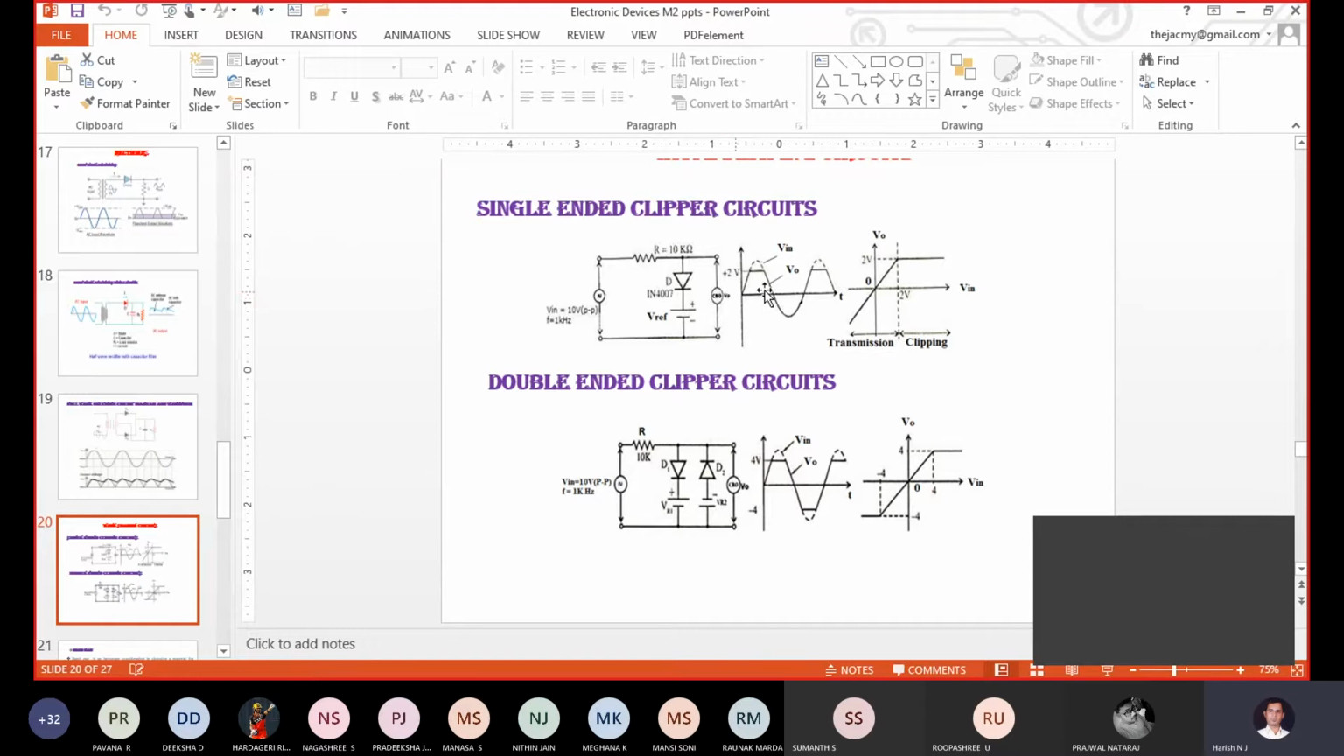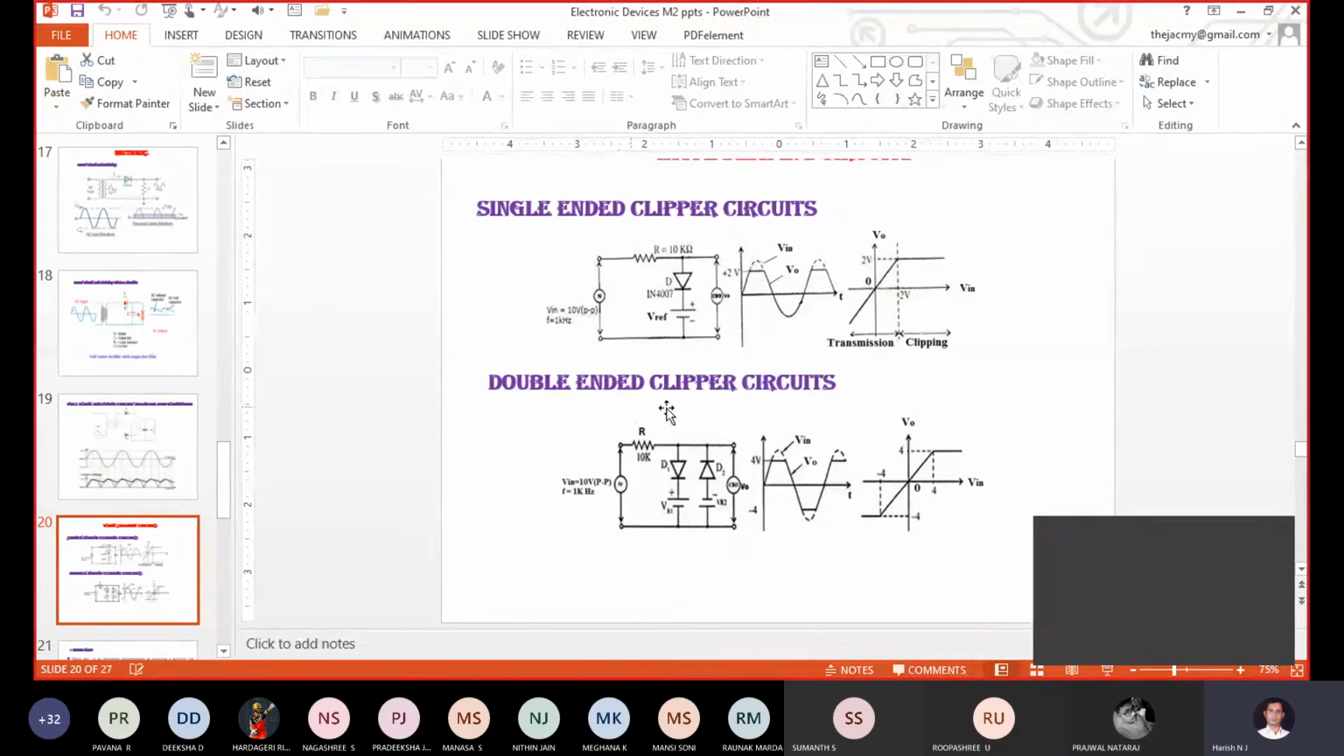Correct. So just check it out here in this circuit diagram. In this output waveform, we are not completely removing the positive half cycle. In the positive half cycle, just one portion. Only one part of the signal was removed. It is clear. Correct. So this is one type of clipping.